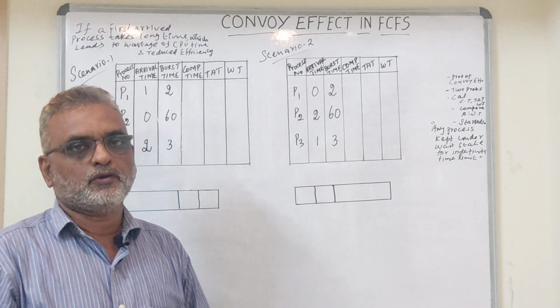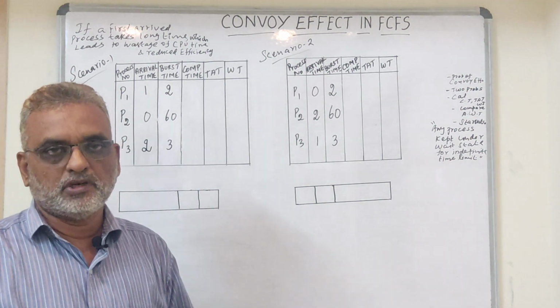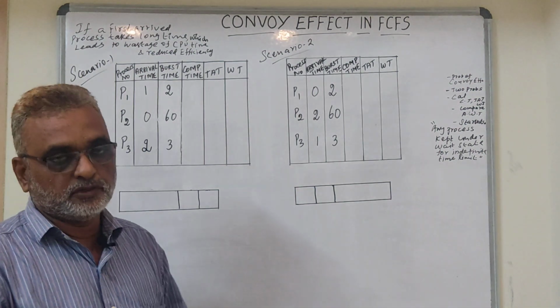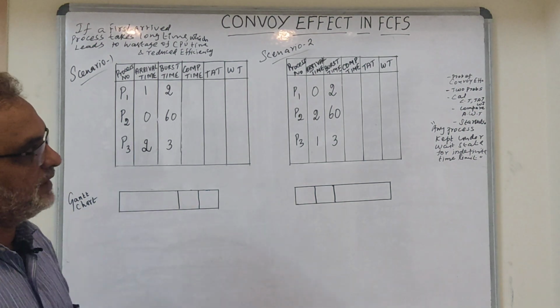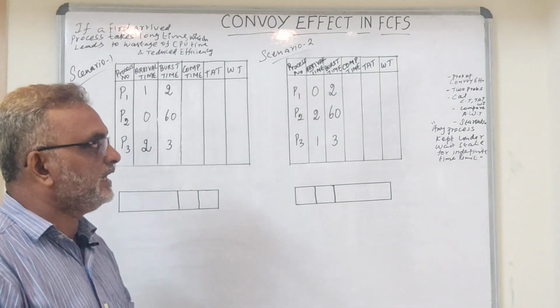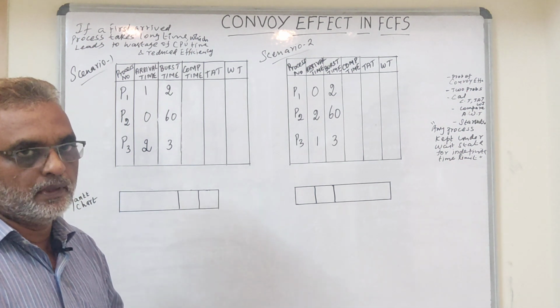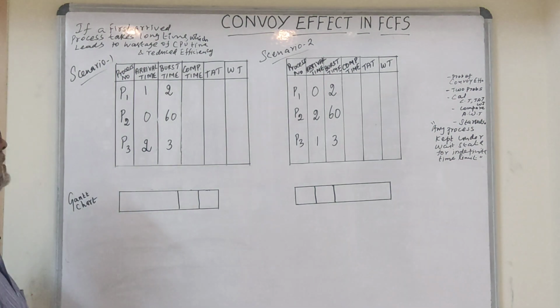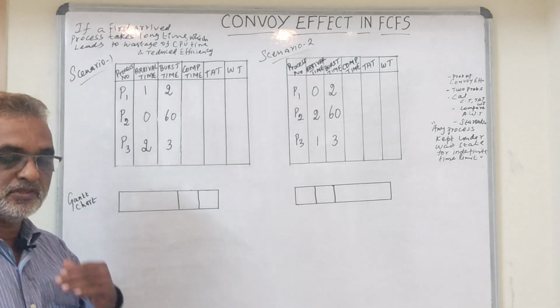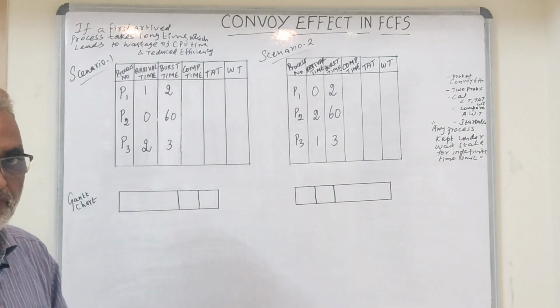In this video we are going to discuss a very important concept in scheduling policy, that is first come first serve, convoy effect. The convoy effect is a disadvantage that occurs in the first come first serve scheduling algorithm. For example, if the first arrived process takes a long time, it leads to the wastage of CPU time, and ultimately reduces the efficiency of the system.